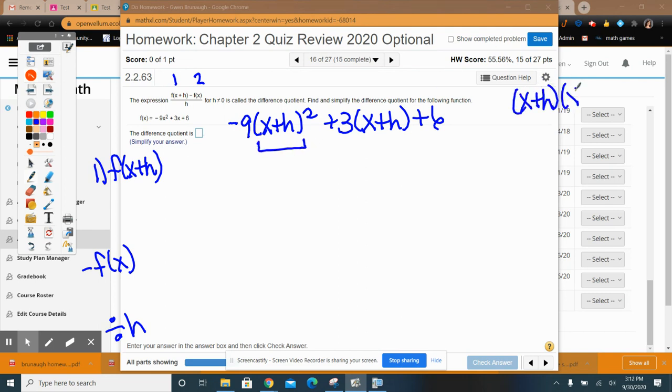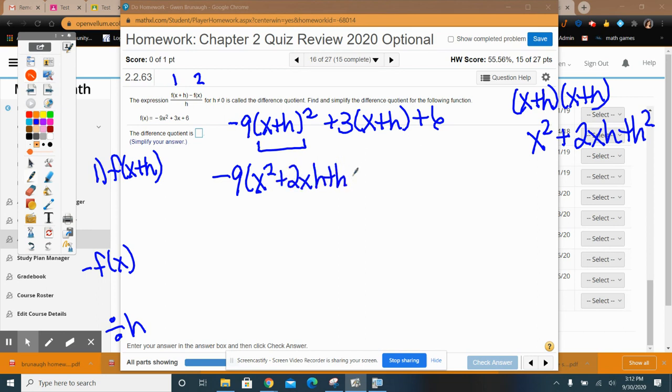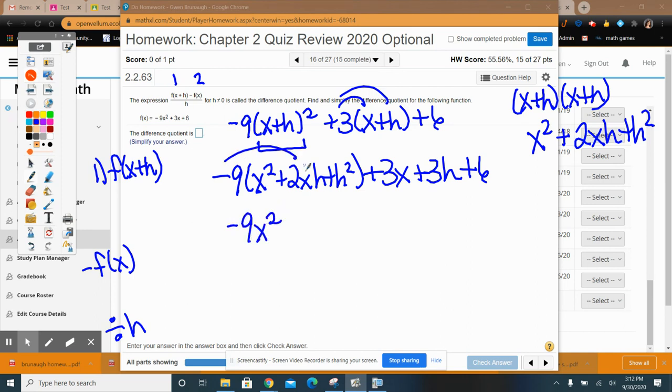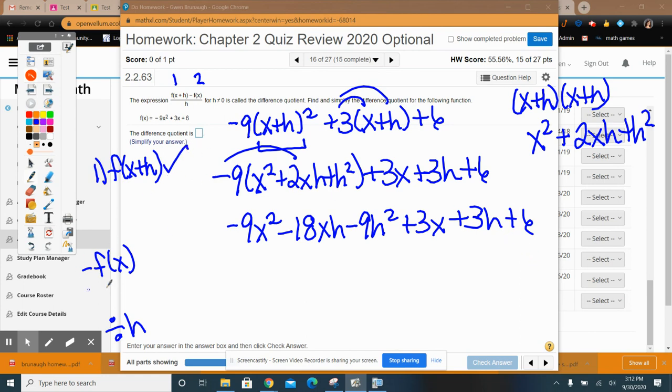X plus h times x plus h is x squared plus xh plus xh, that's 2xh plus h squared. So I have negative 9 times x squared plus 2xh plus h squared. I'm going to distribute this, plus 3x plus 3h plus 6. One little bit of cleaning up, distribute that negative 9: negative 9x squared minus 18xh minus 9h squared. There's no like terms here, so this is all part of our problem. That's step 1.